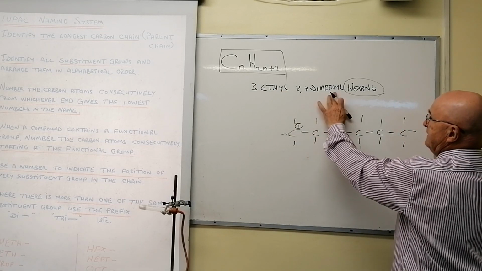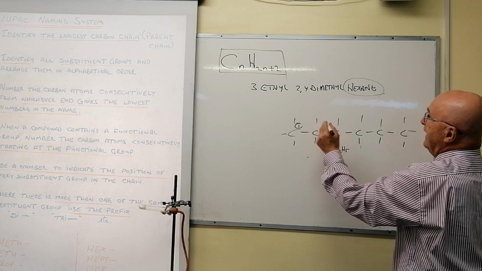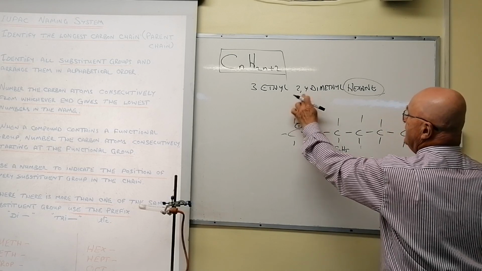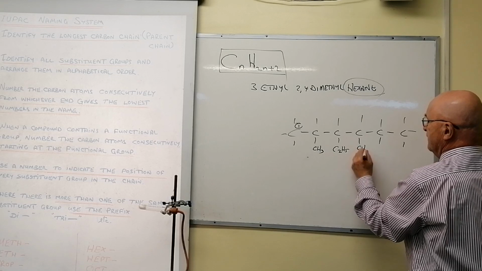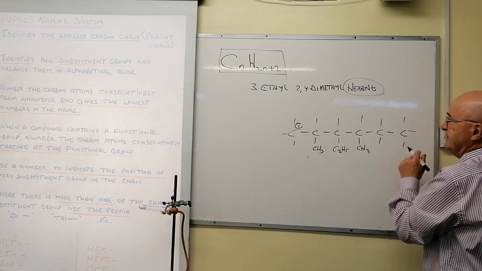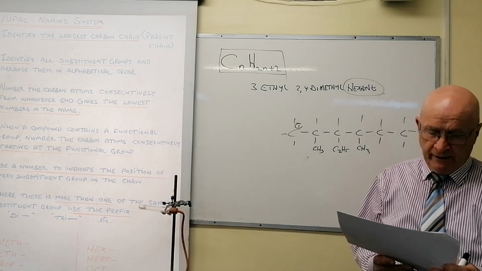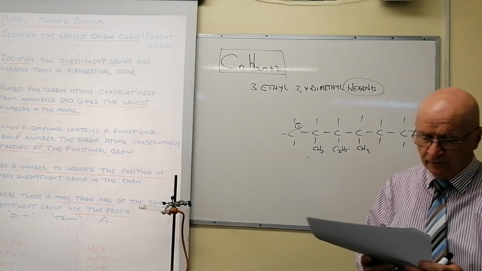And you have dimethyl, meaning 2 methyl groups at 2. There's a methyl group here, CH3 at number 2, and there's a methyl group at number 4, CH3 as well at number 4, and you put in all the rest of the H's and you have that. And I'm just reminding you of the other thing in your notes as well, cyclohexane.